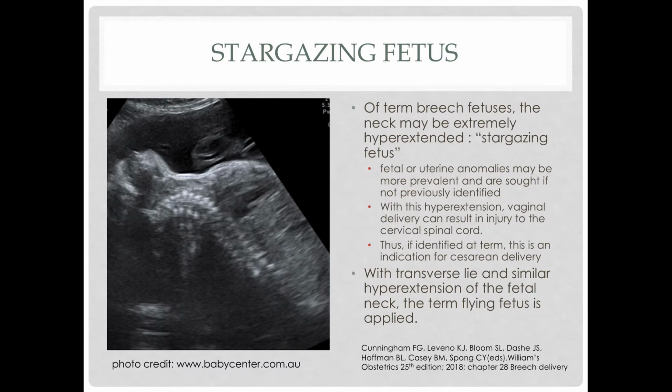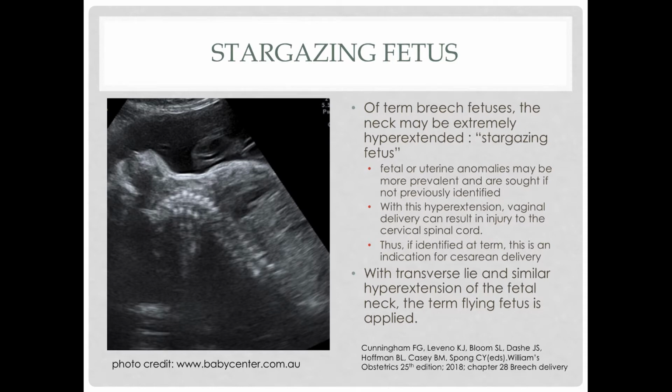In some breech fetuses, the neck may be extremely hyperextended, and this is what we call the stargazing fetus. This is what's depicted here in this ultrasound picture on the left. Fetal or uterine anomalies may be more prevalent and are sought if not previously identified. Now, with this hyperextension, vaginal delivery can result in injury to the cervical spinal cord. Thus, if identified at term, this is an indication for cesarean delivery.